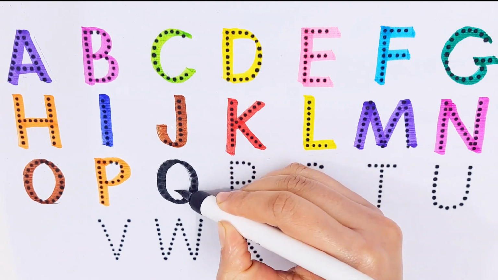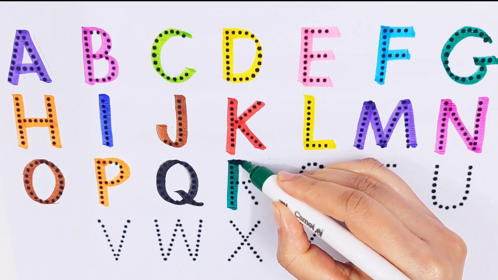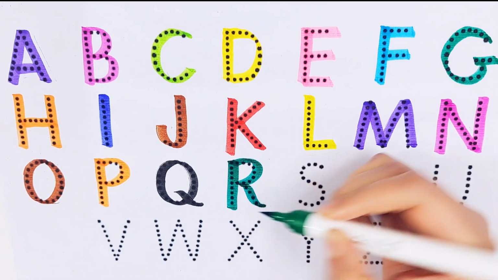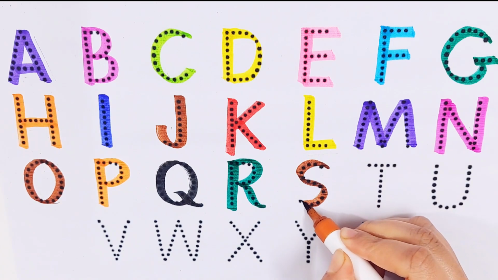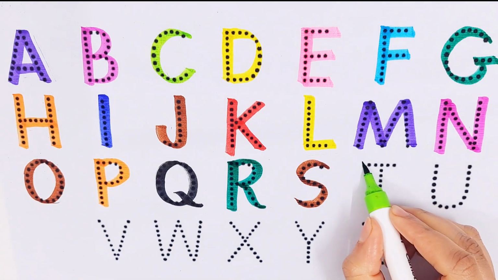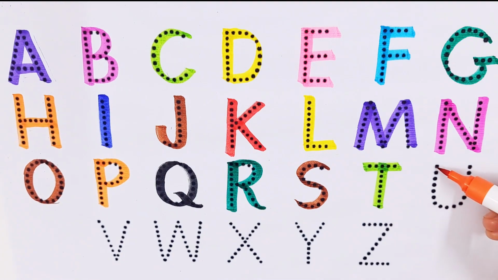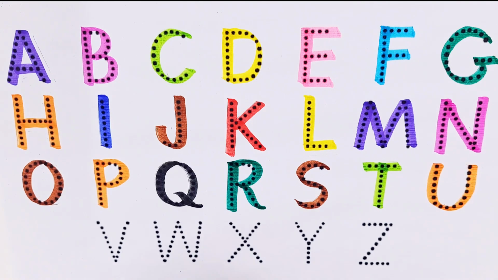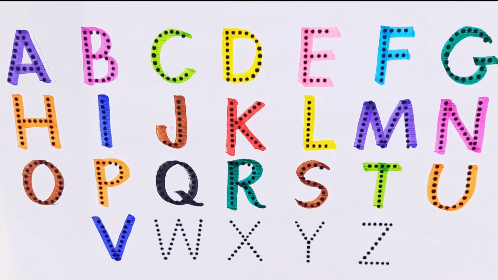Q for question. R for rainbow. S for sky. T for tree. U for university. V for vanilla.